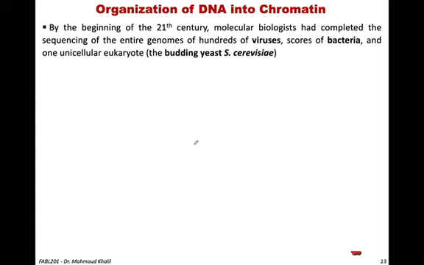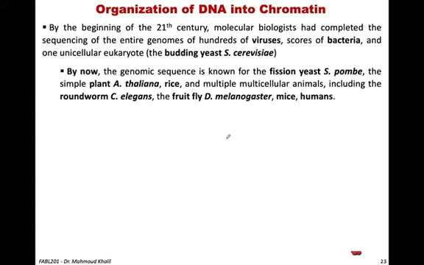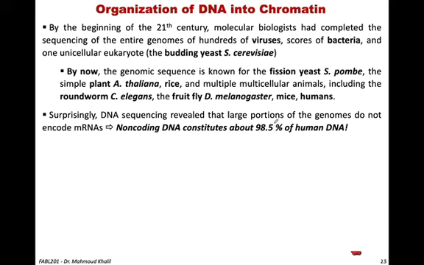Let's talk about the organization of the DNA. Actually, the sequence of the DNA and the entire genome have been known for a lot of organisms at the beginning of the 21st century. By now, we already know a lot of other organisms, including the roundworm, C. elegans, the fruit fly, Drosophila, mice, and the human as well.